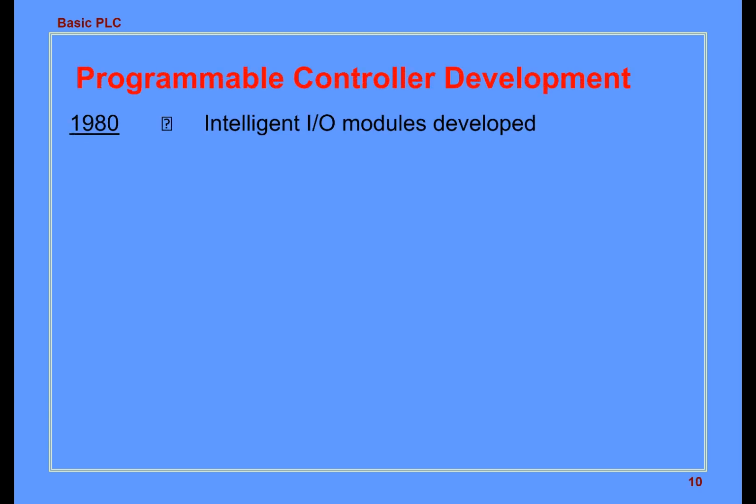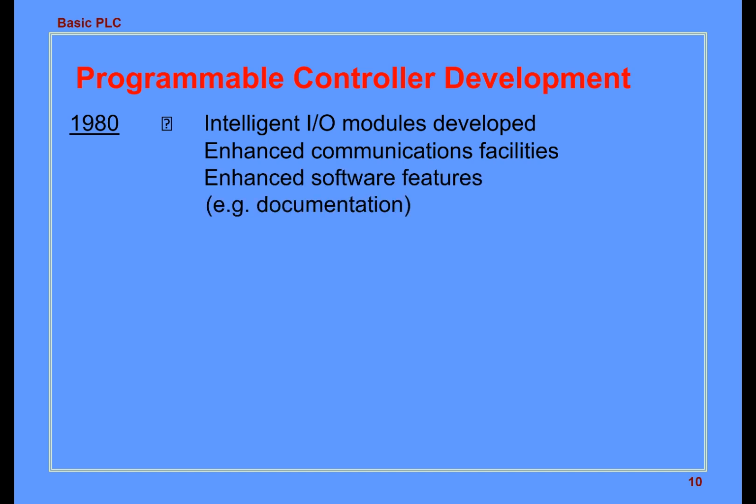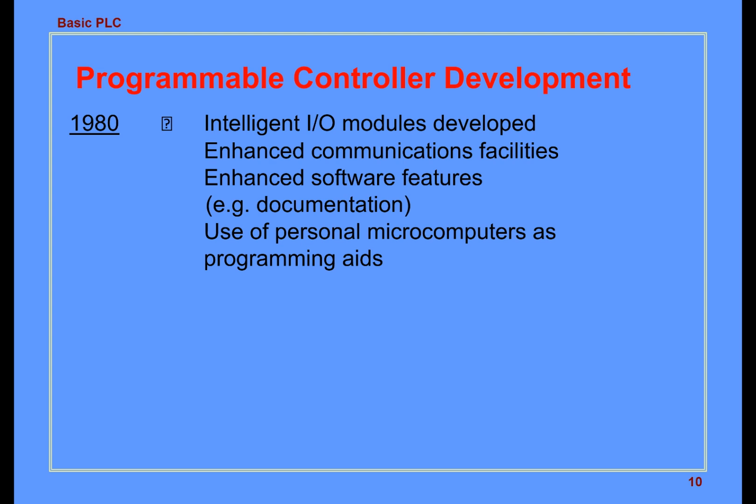In the 80s, intelligent I/O was developed. That was a big step forward. We'll be looking at communications, enhanced software, documentation, personal computers, programming aids. So in the 80s, things are starting to look like they do now.